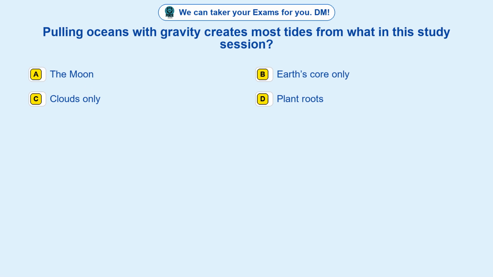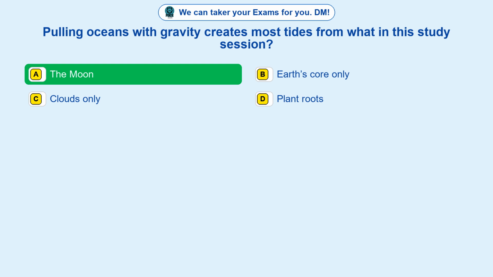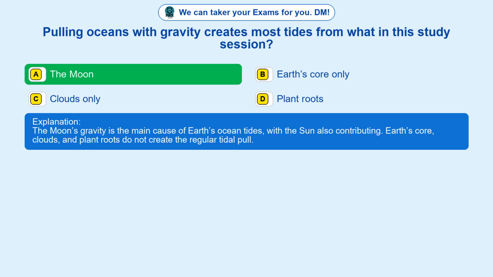Question 91. Pulling oceans with gravity creates most tides from what in this study session? Option A. The moon. Option B, Earth's core only. Option C, clouds only. Option D, plant roots. The correct answer is option A. The moon. The moon's gravity is the main cause of Earth's ocean tides, with the sun also contributing. Earth's core, clouds, and plant roots do not create the regular tidal pull.